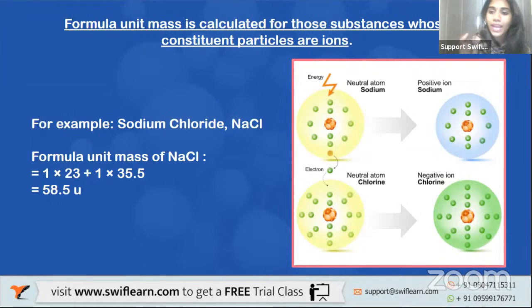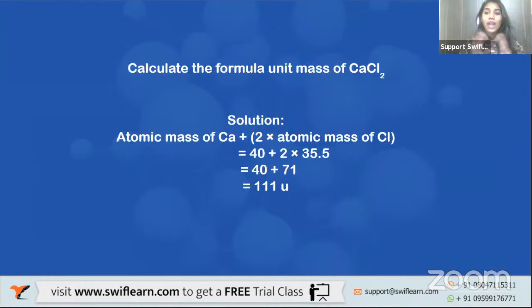Okay, so you take NaCl. It has 1 atom of Na, that is sodium, and it has 1 atom of chlorine. So 1 into 23. 23 is the mass of sodium, and the mass of chlorine is 35.5. Just add both of them. 23 plus 35.5, you will get a total of 58.5 u. Clear? Is there any doubt till now? So now you have understood how to find out the relative atomic masses of a compound.